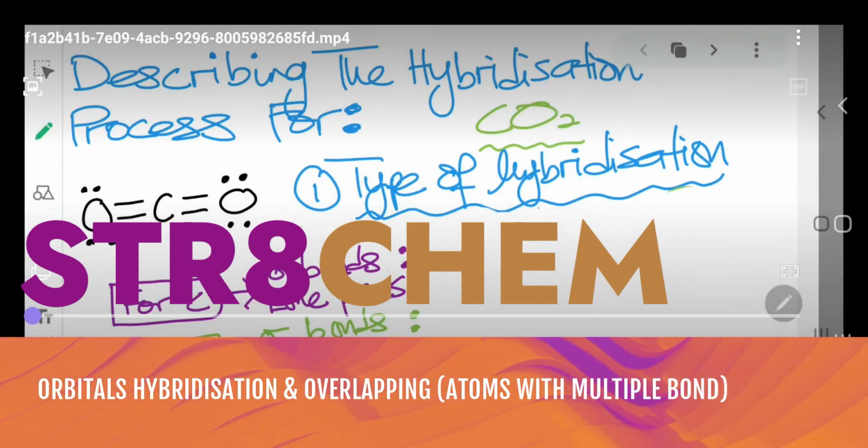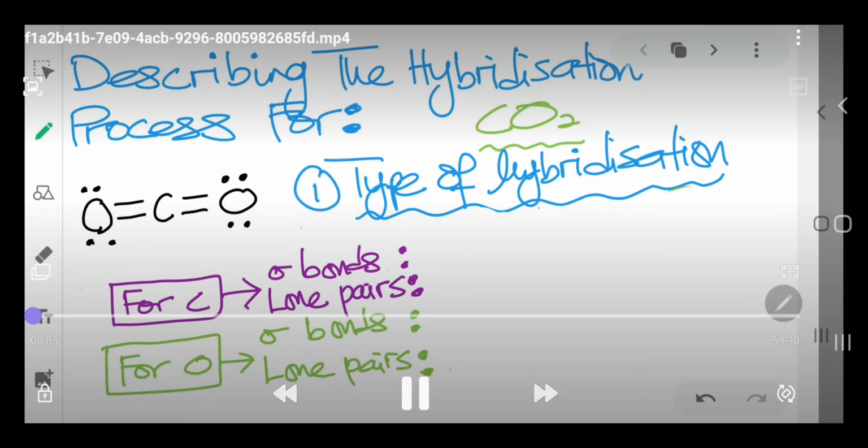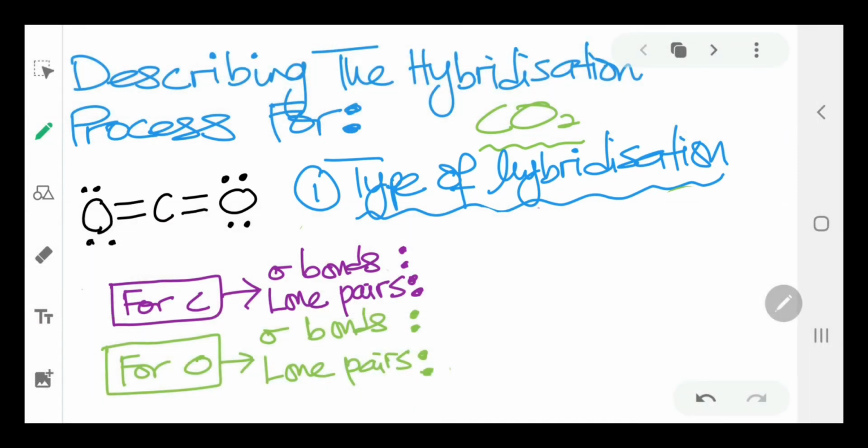Hi, in this video, we're going to talk about how to describe the hybridization process for molecules with multiple bonds in them. We have learned how to describe the hybridization process for a central atom. In the case of molecules with multiple bonds, it's going to be slightly more complex, because you need to explain as well the terminal atoms that have multiple bonds attached to them.